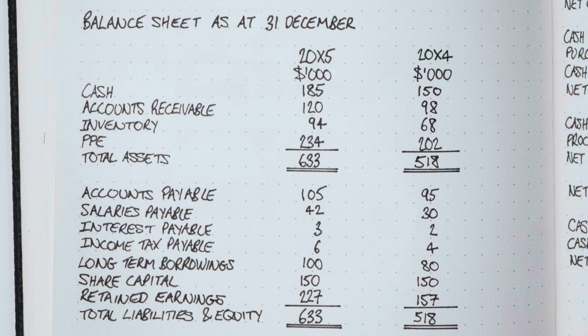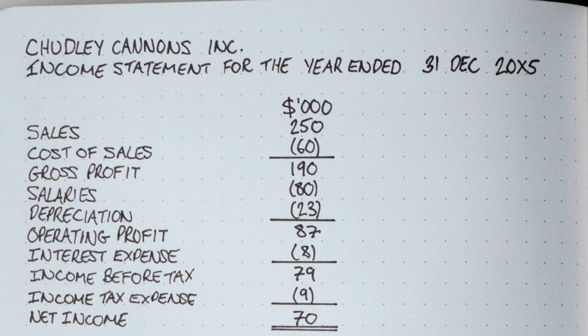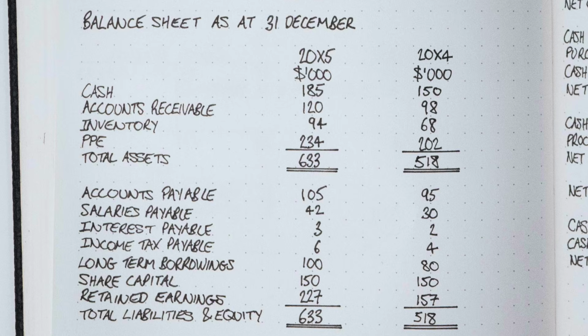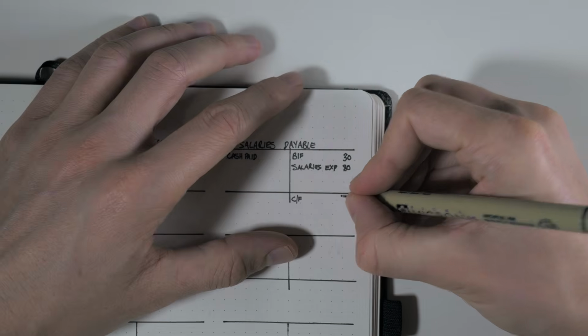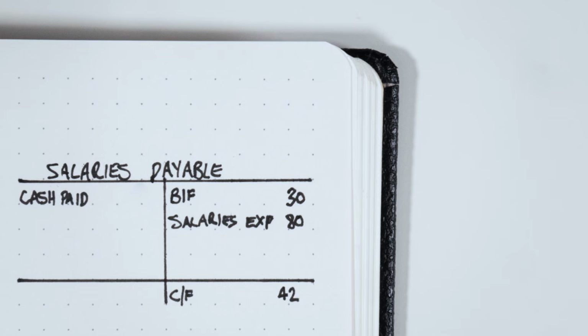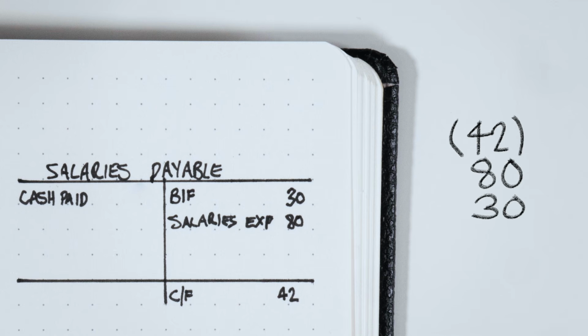The prior year balance sheet shows a closing balance in salaries payable of 30. The current year income statement shows a salaries expense of 80, and the current year balance sheet shows a closing balance in salaries payable of 42. Let's write these down in the T account and work out cash paid to employees. Our closing balance of -42 less the salaries expense of 80 less the opening balance of 30 gives us cash paid to employees of 68. This number is positive, so we debit the T account by 68.